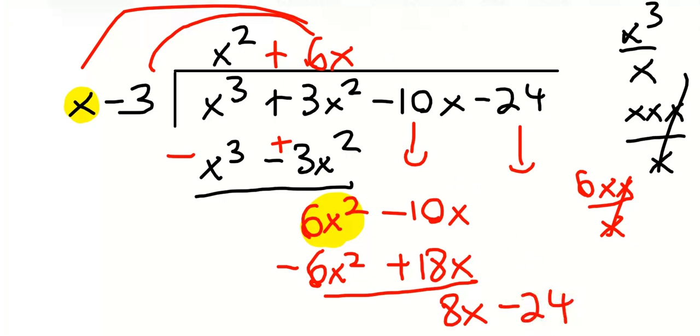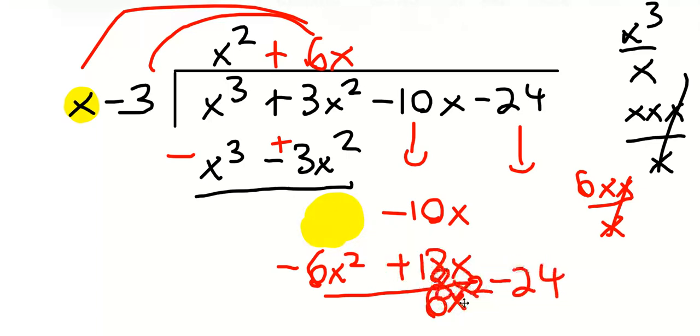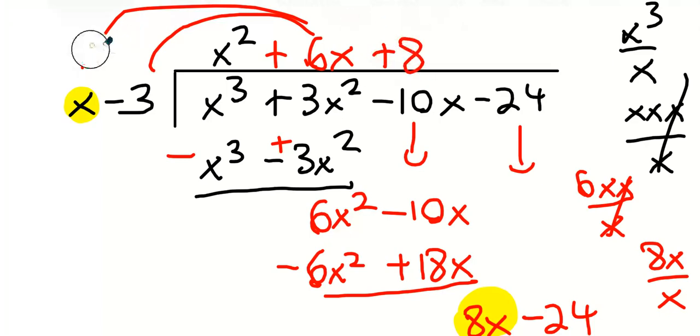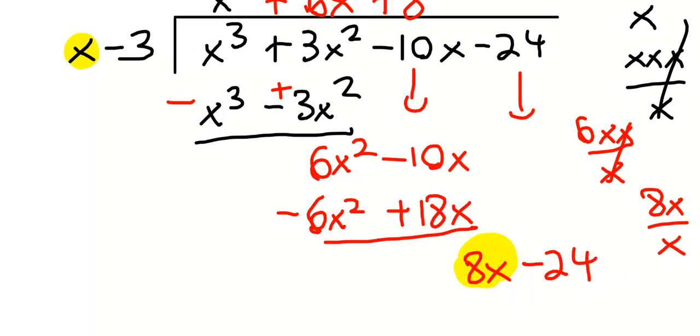And where does my targeting go to now? 8x. It goes to 8x, yeah. How many times is 8x divided by x? 8 times. What do I do after I divide? You always multiply. We're not going to get a remainder, are we? So we can just write down 8 times that is 8x minus 24. And then you have to change it into minus and plus, and you're done. Okay.